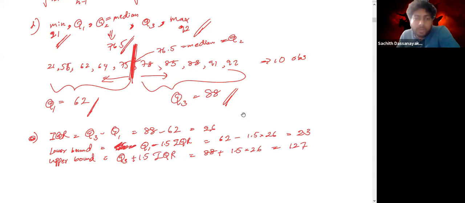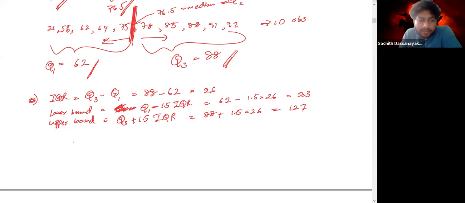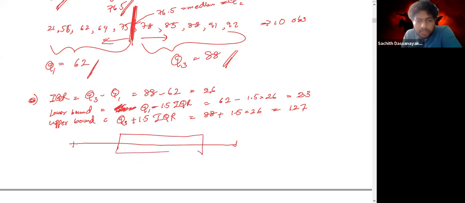Now you can draw your box plot. It is something like this on this axis. This is the box. Here it is Q1, here it is Q3, here it is Q2. Here is the minimum value, the lower bound, and here the upper bound. The upper bound is 127 and the lower bound is 23.